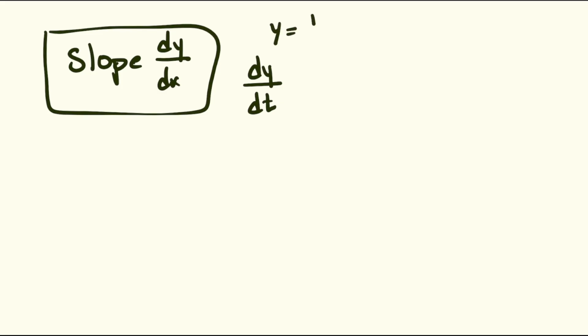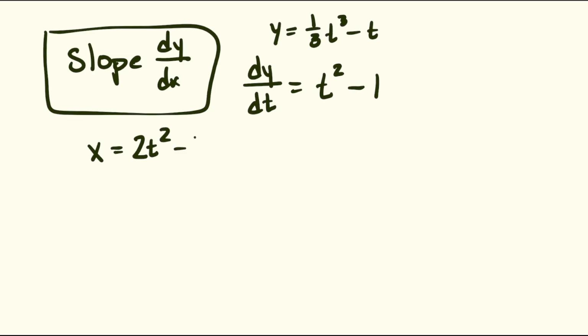y is equal to 1/3 t cubed minus t, which means that dy/dt, bring your 3 down. That's going to cancel with the 1/3, so we get t squared, and the derivative of t is 1. So our dy/dt is t squared minus 1. We can do the same thing with our equation for x. x is 2t squared plus 1. So dx/dt, bring our power down, and then plus 1, that's going to disappear.